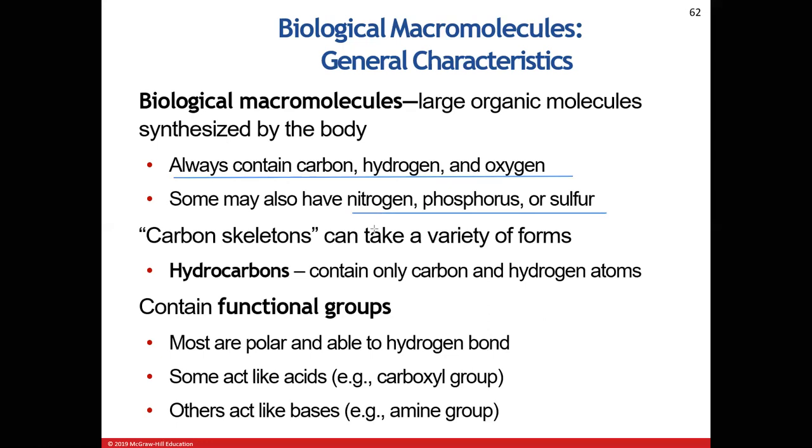Some of these functional groups act like acids. For example, the carboxyl group, which is a COOH group. What that means is that COOH is a carbon that's double bonded to one oxygen and then single bonded to a hydroxyl group. So that's what we're going to see with the carboxyl group. We also can have an amine group, and the amine group acts like a base. We're going to see that when we talk about amino acids, and we'll talk about that group a little bit more a little bit later.